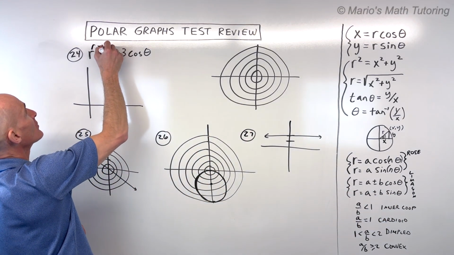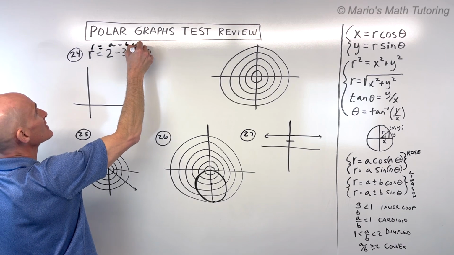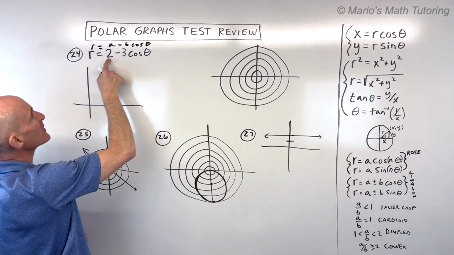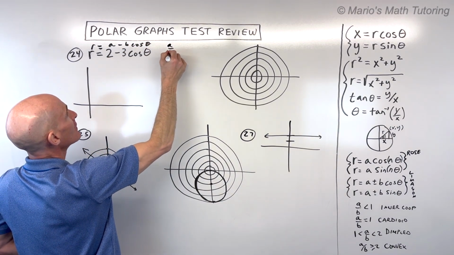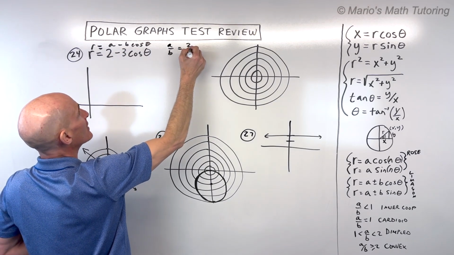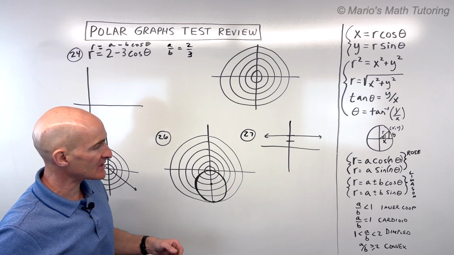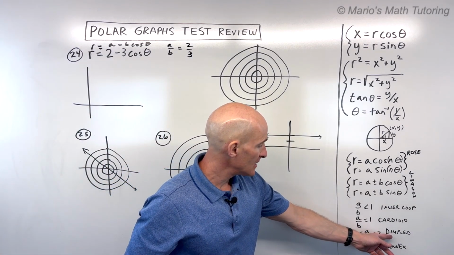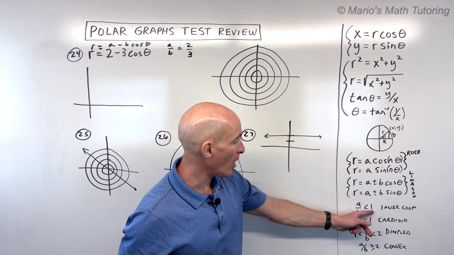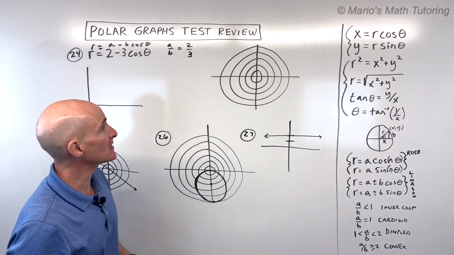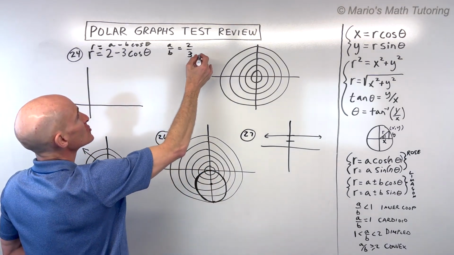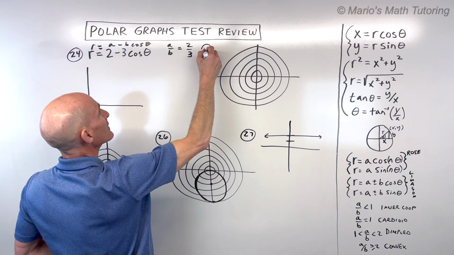So this is like r equals a minus b cosine theta. So notice the ratio of a over b is equal to 2 over 3. You don't have to worry about the plus or minus, just the a and the b, 2 over 3. So that tells us that a over b is 2 over 3. It's less than 1, which means that it has an inner loop. So it's a Limaçon with an inner loop. So it should look something like this, roughly.